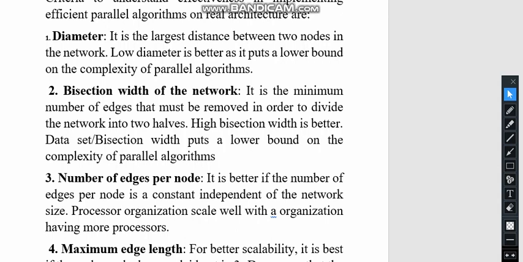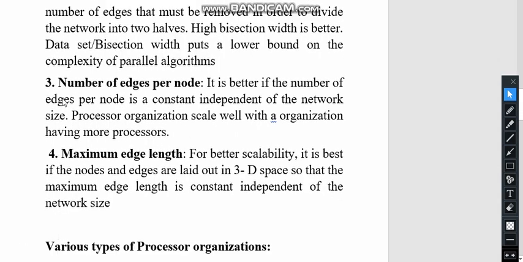And the maximum edge length. The maximum edge length should also be constant, and it should be independent of the network size. If the nodes and the edges are laid out in 3D space so that the maximum edge length is constant and independent of the network size, then it is a good network.